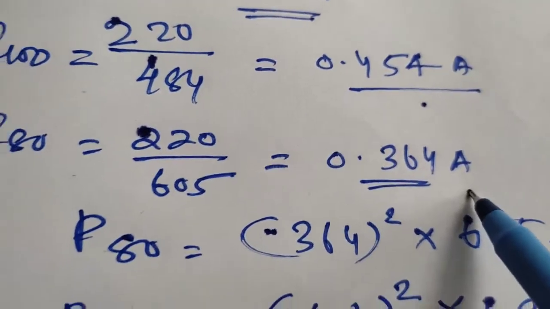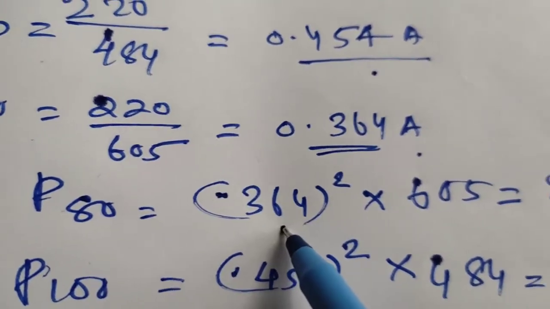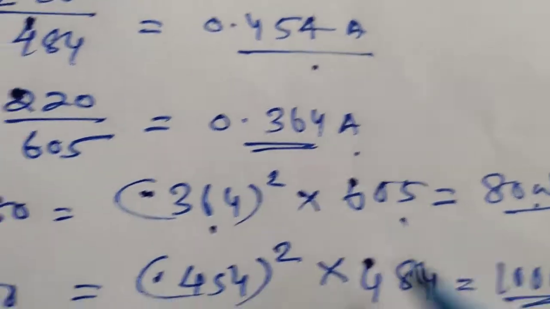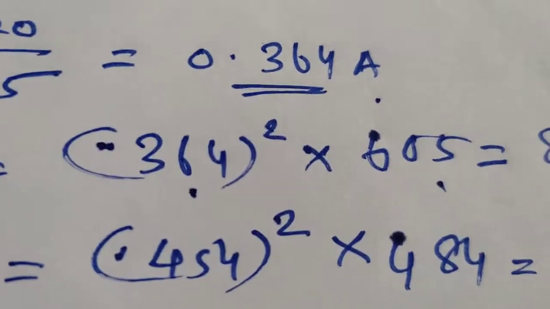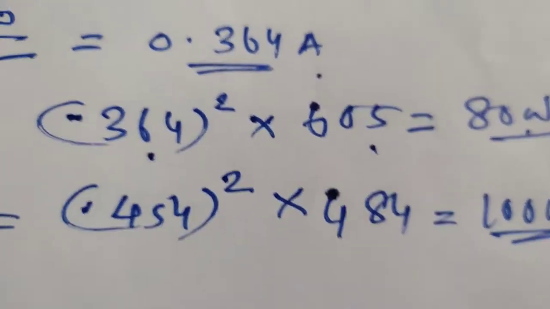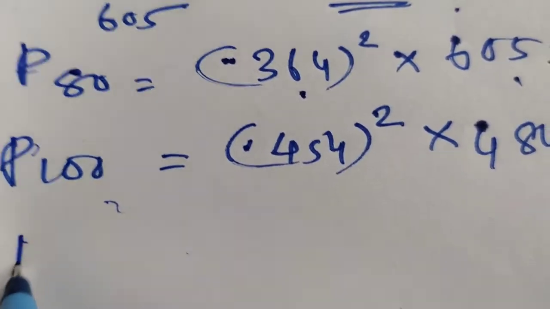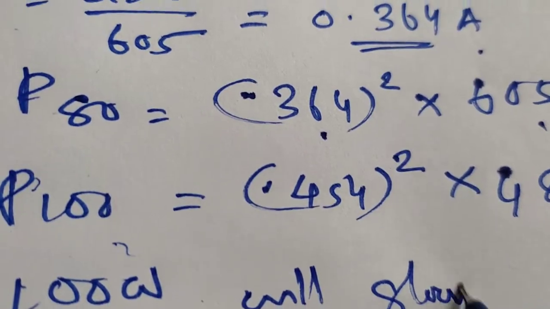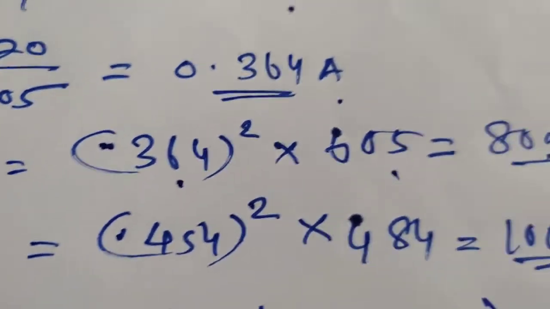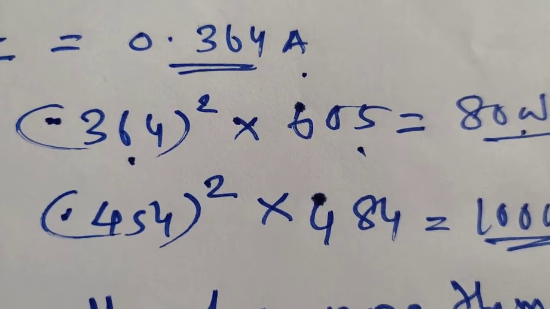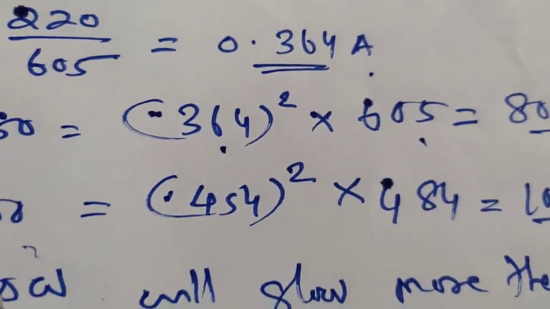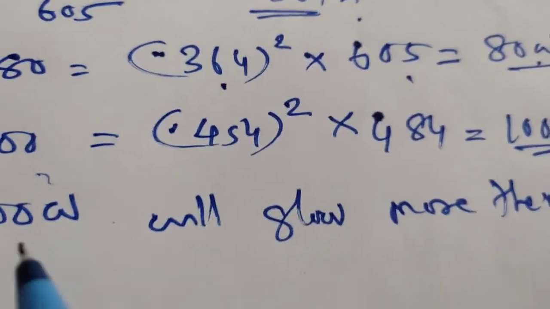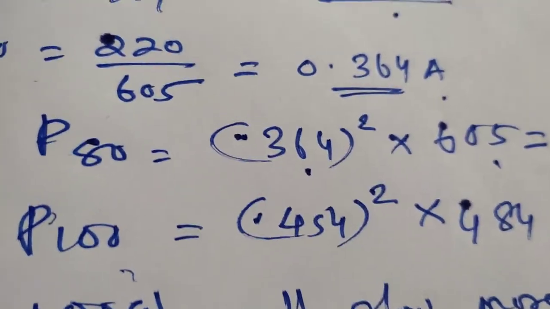P80 is I squared R, 0.364 squared into 605, equal to 80 watt. And P100 is 0.4545 squared into 484, which is equal to 100 watt. So 100 watt will glow more than 80 watt. See, in parallel connection, 100 watt will glow more than 80 watt. In series connection, 80 watt will glow more than 100 watt.